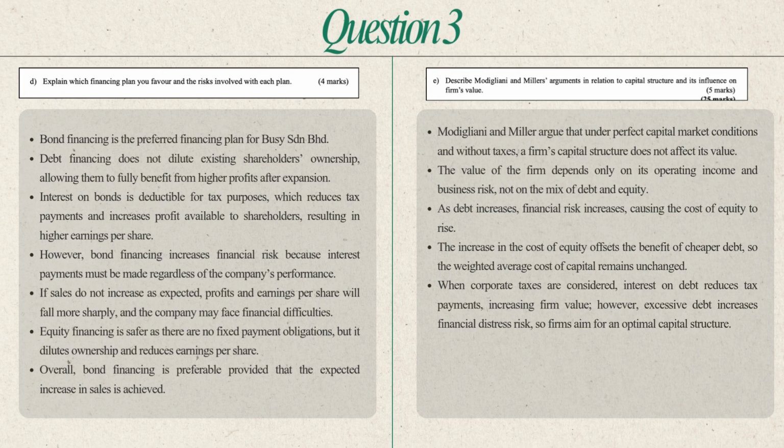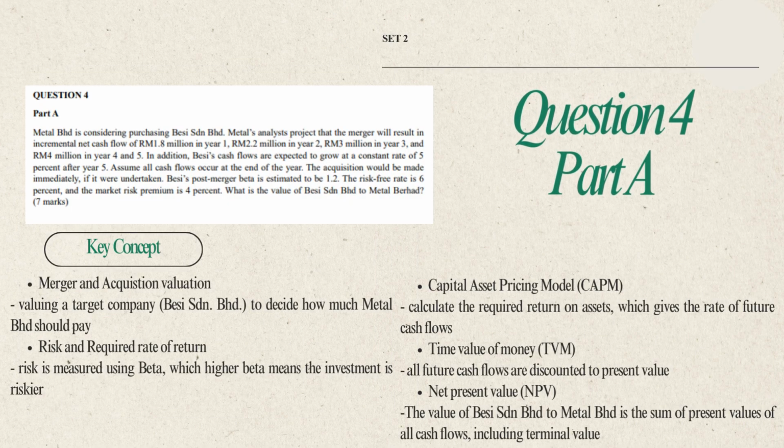So for part A, the key concept is merger and acquisition valuation, where we value the target company, which in this question is Besi Sdn Bhd, and decide how much Metal Bhd should pay. There is also information given, beta, which measures the risk, where higher beta means the investment is riskier. Other than that, with the capital asset pricing model, we calculate the required return on asset, which gives the rate for discounting future cash flows.